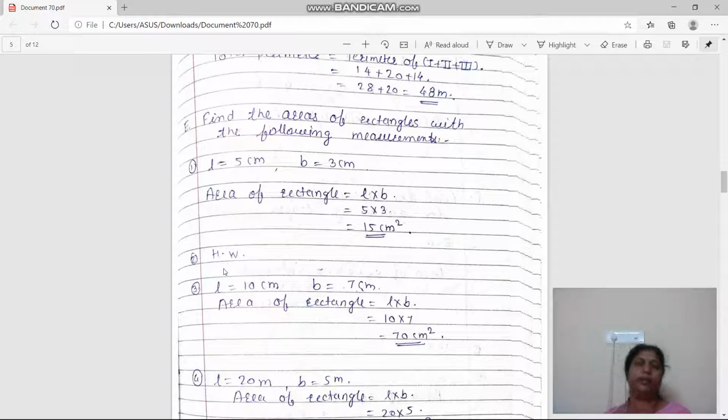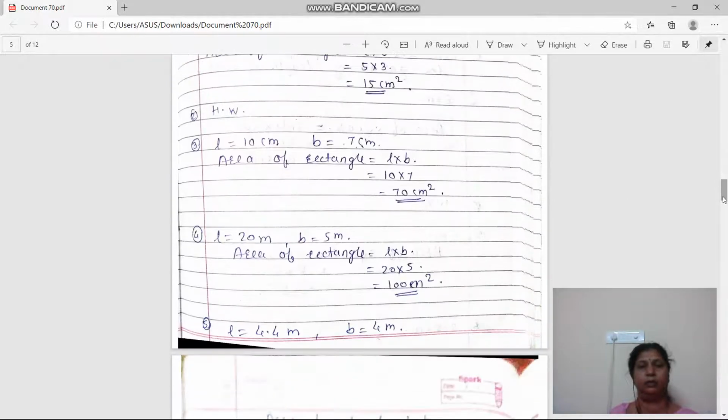Now third example. L is 10 and breadth is 7. So what will be the area? Area of rectangle is equal to L into B, that is 10 into 7, we get 70 centimeter square. Okay. Now fourth example. L 20, breadth 5. So area of rectangle is equal to L into B, that is 20 into 5, we get 100 meter square. Okay. Now fifth example.